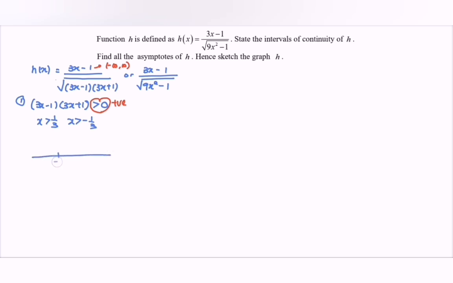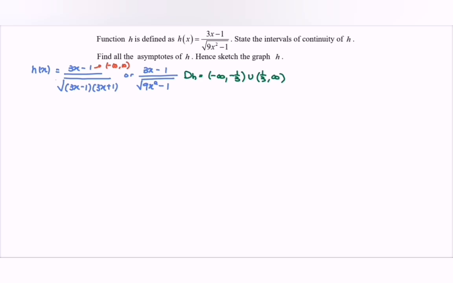Illustrate the situation on a real number line. Empty circle, empty circle. Then we have negative, negative, negative, so it becomes positive, negative, and positive. Here is our selection based on the sign. So the domain for h will be negative infinity until negative 1 over 3, where negative 1 over 3 is not included, union 1 over 3 until infinity, where 1 over 3 is not included. That is the domain, or we can say the interval of continuity of h.